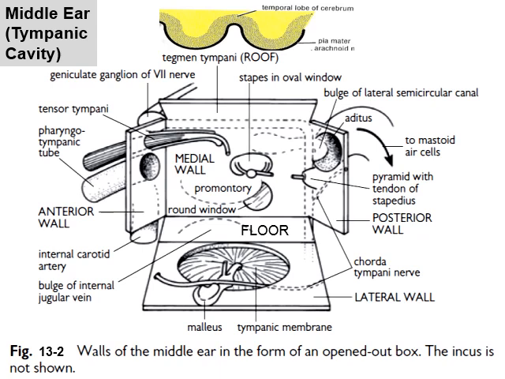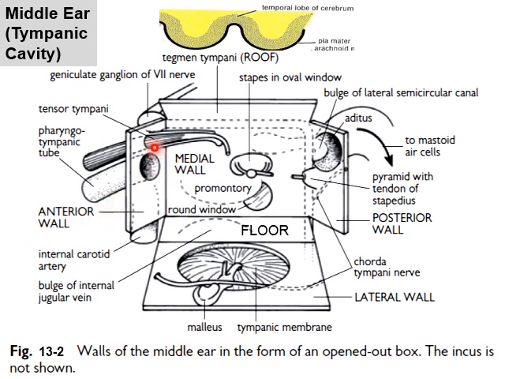The middle ear can be represented as a box. It has 6 walls. The 6 walls start by the roof on top, the floor below, the anterior wall in front, and the posterior wall in the back, then the medial wall and the lateral wall. In regards to the details, we are going to see what is located in each of these 6 walls.